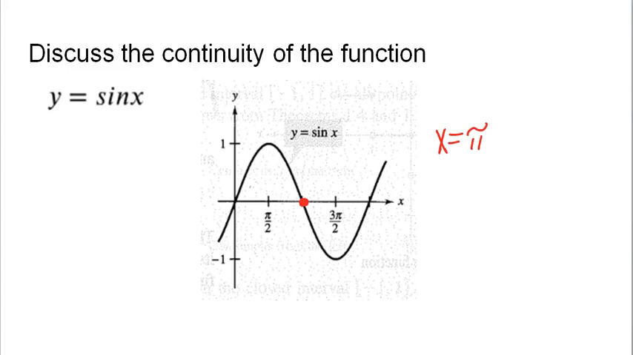Why am I continuous? Because the function exists there. The limit exists there, and the answers to those previous two questions were both the same, so it is continuous at that point. So this graph here of sine is continuous everywhere.